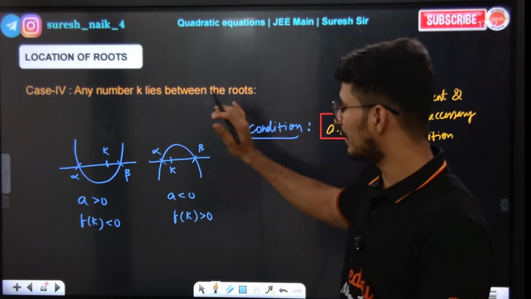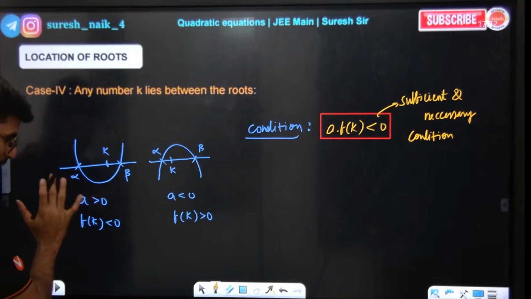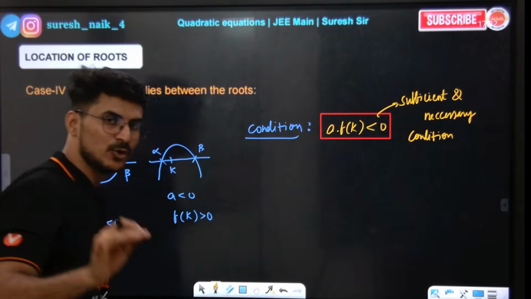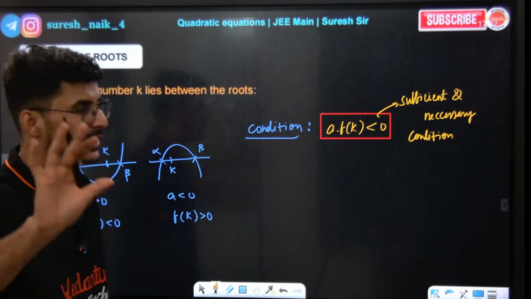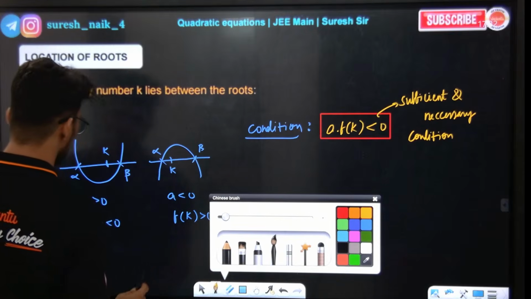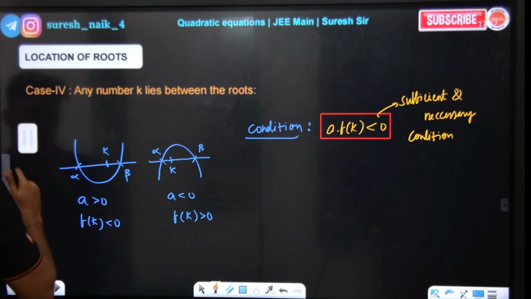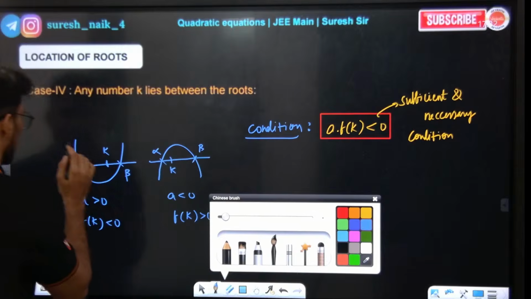Now, if any number k lies between alpha and beta, then a into f of k less than 0 always gives you the answer. That's it. Okay? Sir, now this is case number 1 of the fourth case, this is part 1.